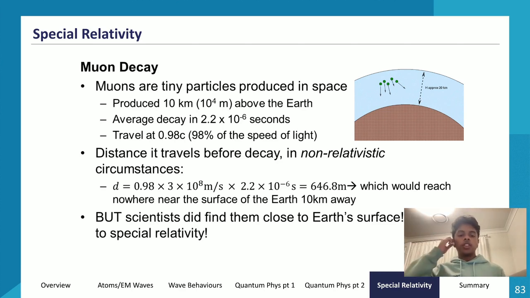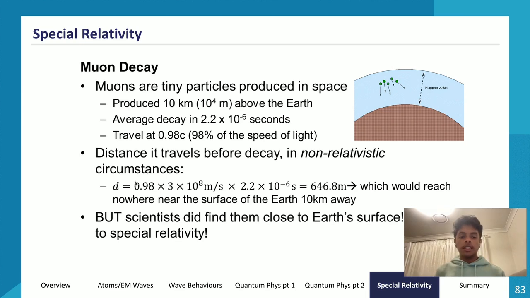So if they're traveling at 0.98 c with respect to Earth, then our measured time of their 2.2 times 10 to the power negative 6 seconds will be dilated. From the perspective of the muon, it will still have a half-life of 2.2 times 10 to the power negative 6 seconds. But the length it has to travel is going to be contracted. Length contraction and time dilation both apply here. They always both apply. So from the muon's perspective, the half-life is 2.2 times 10 to the power negative 6 seconds, but the length it has to travel to reach Earth's surface is going to be very contracted.